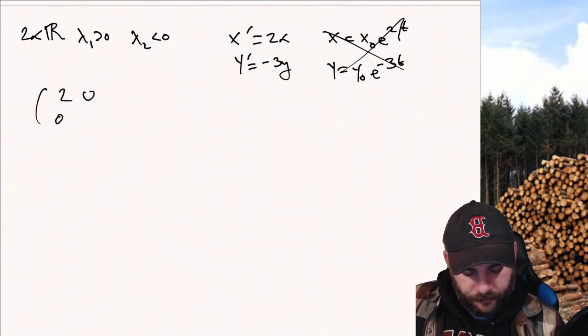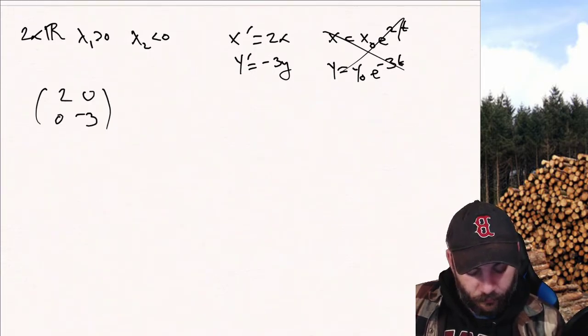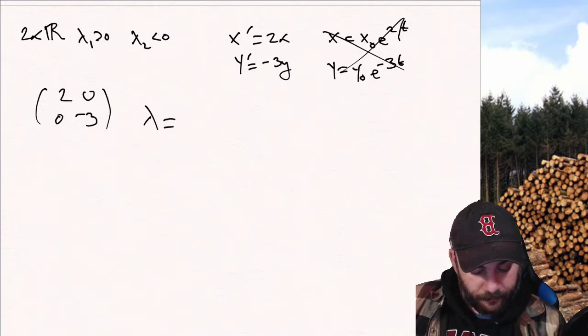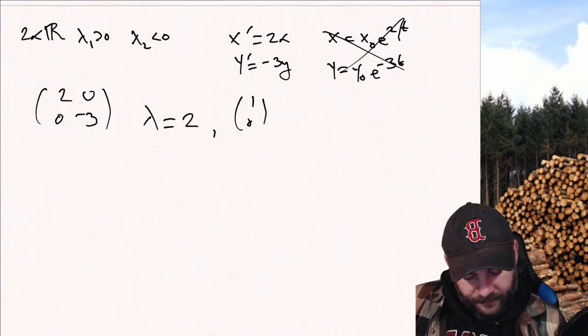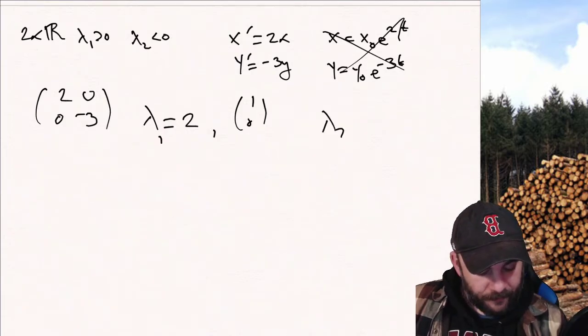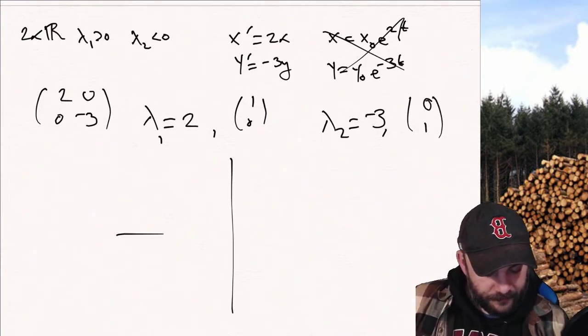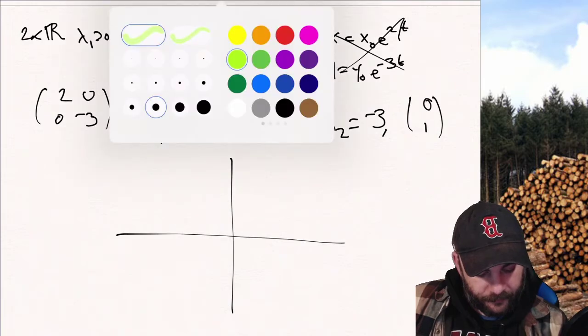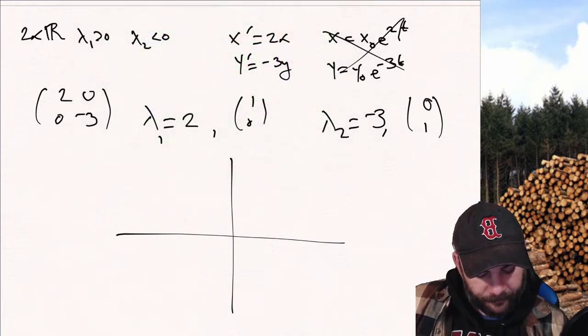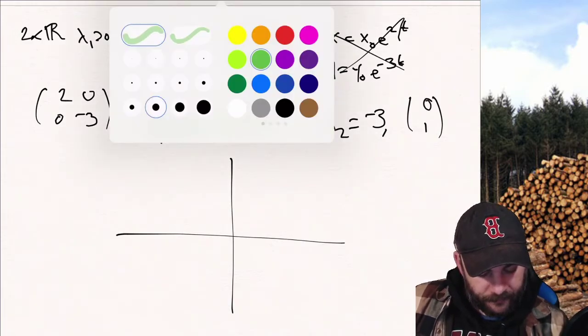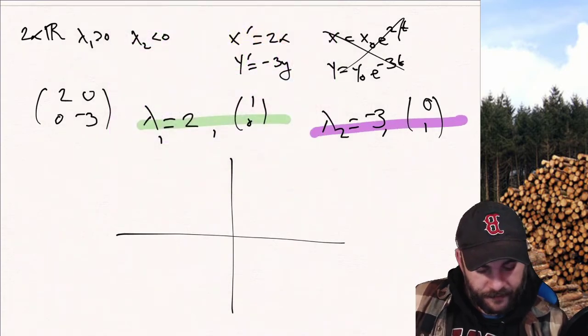2, 0, 0, -3. We can just go ahead and read off our eigenvalue eigenvector pairs: 2 with (1, 0), that is my lambda 1, and lambda 2 is -3 with (0, 1). What does this look like on the plane? New colors, hooray! Dark green is the positive one, and purple is the negative one.